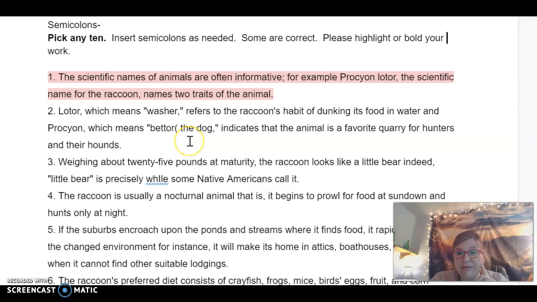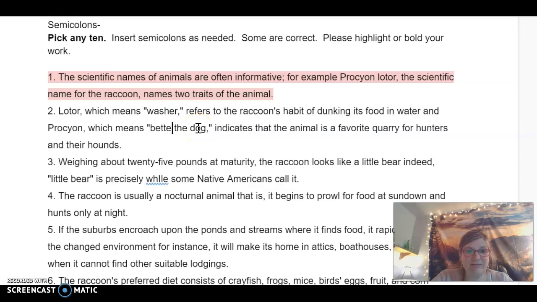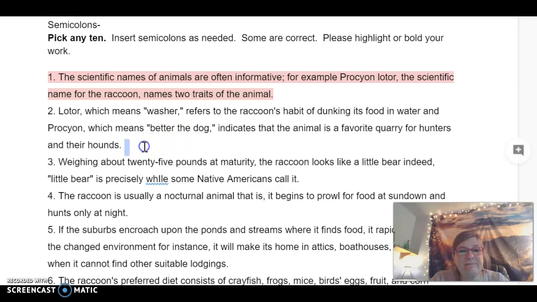Let's do the second one as well, and this is what I'm expecting: lotor, which means washer, refers to the raccoon's habit of dunking its food in water, and procyon, which means before the dog, indicates that the animal is a favorite quarry for hunters and their hounds. And that would actually mean this, before the dog.